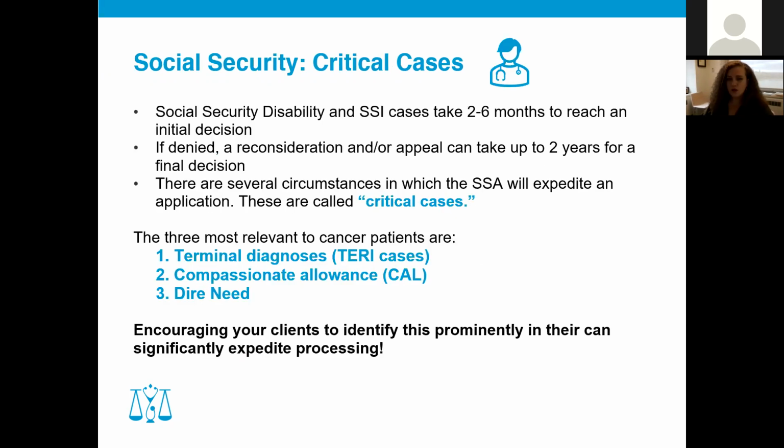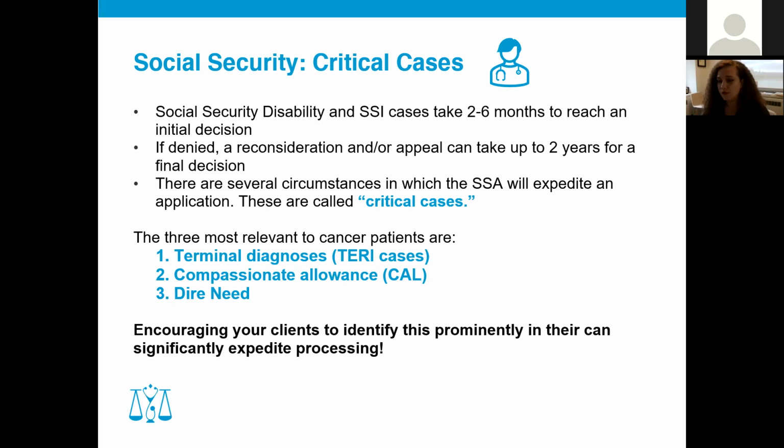So one thing I wanted to talk about that is extremely relevant to the population that we work with specifically is critical cases. Because Social Security, disability, and SSI can take a very long time to reach the initial decision, that's not even to say if it is denied and you have to file a reconsideration or file for an appeal. Sometimes it can take up to 2 years to reach a final decision if you have to go through a hearing and wait for that to be scheduled.